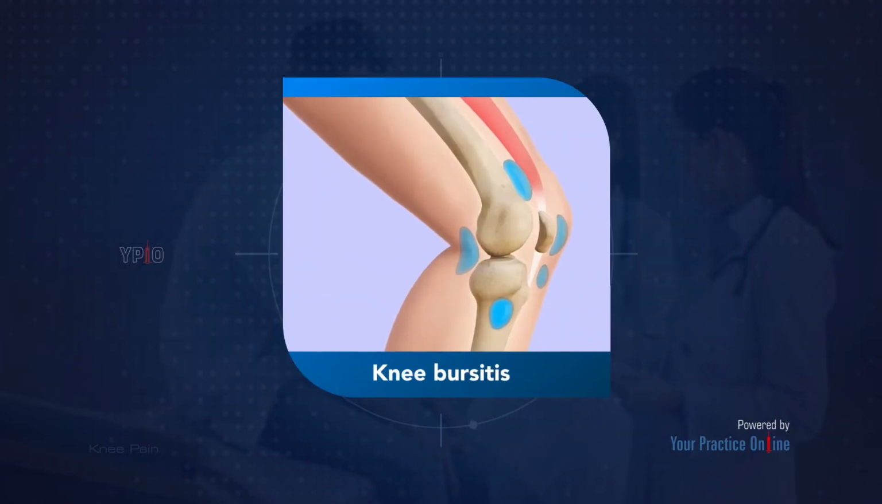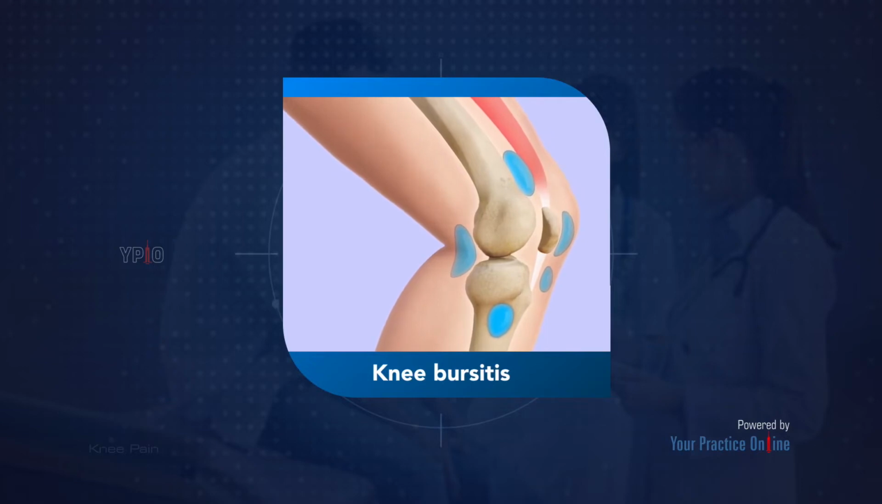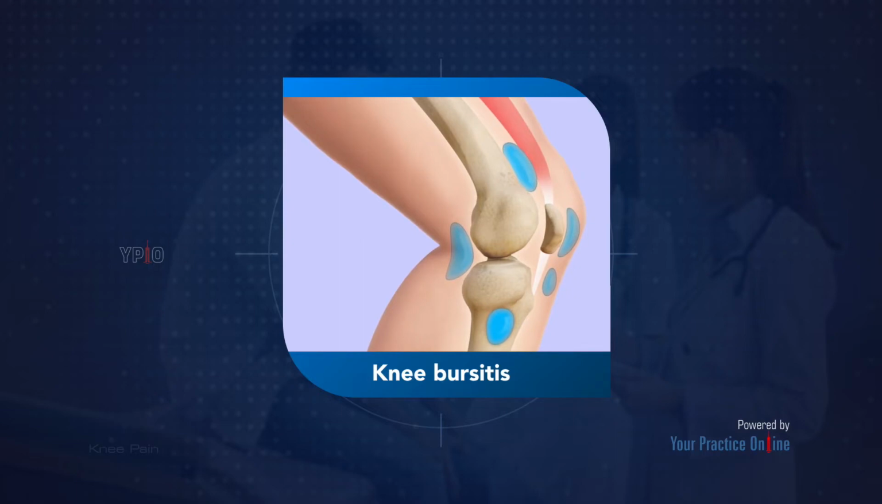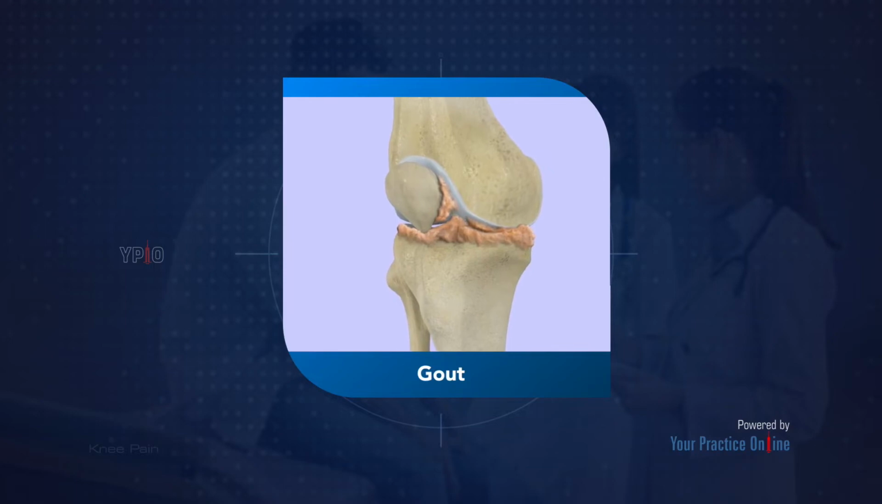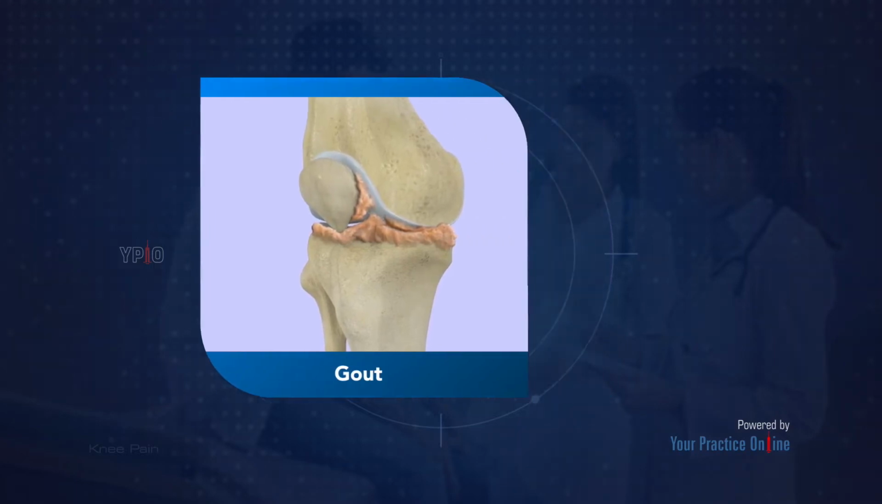Knee bursitis, which is inflammation of the bursae, small fluid-filled sacs located around the joints, usually between a tendon and bone. Gout, or accumulation of uric acid crystals in the joints causing severe attacks of joint pain, swelling, and redness.